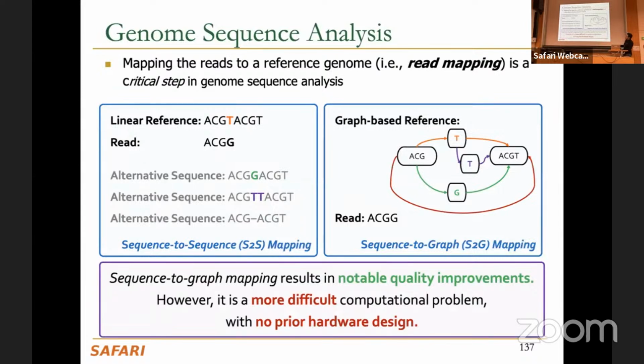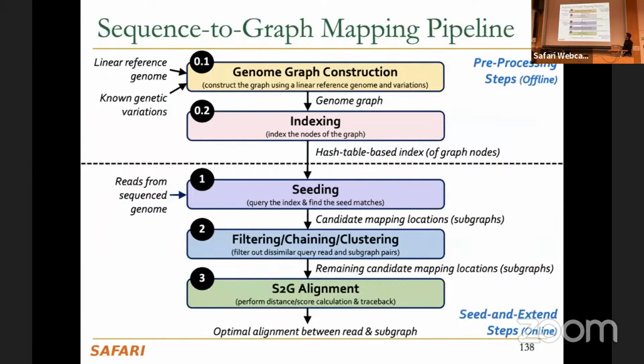So this is essentially the problems with analyzing the reads using a linear reference genome. And if you use a graph, you can annotate the potential variations inside the graph so that you can perform more accurate analysis. So sequence to graph is useful. And these are essentially the steps in the sequence to graph mapping.